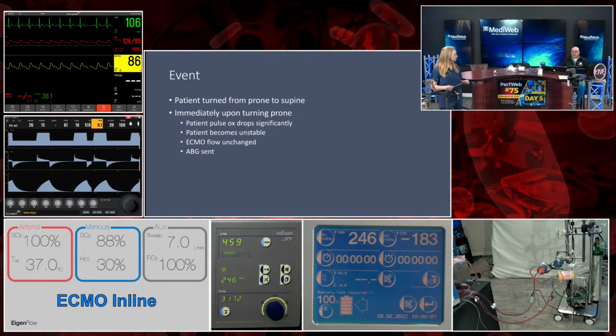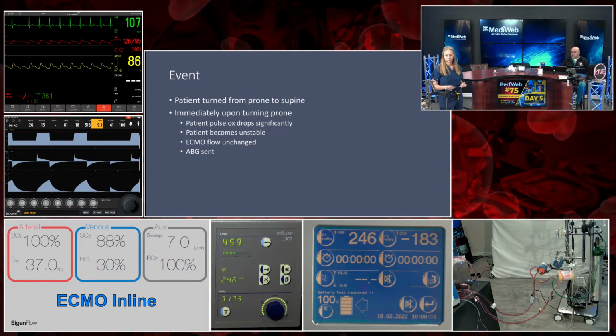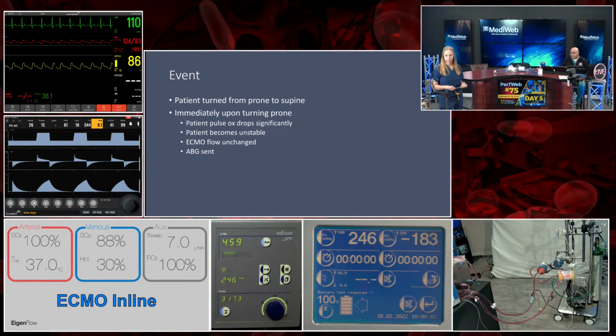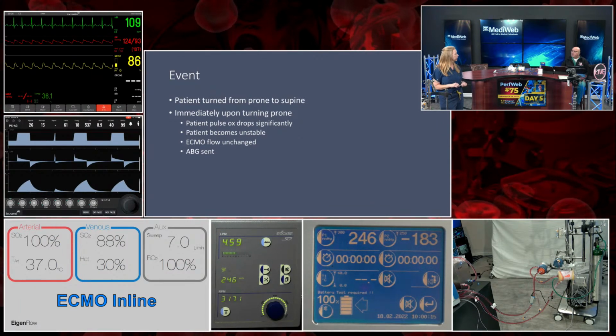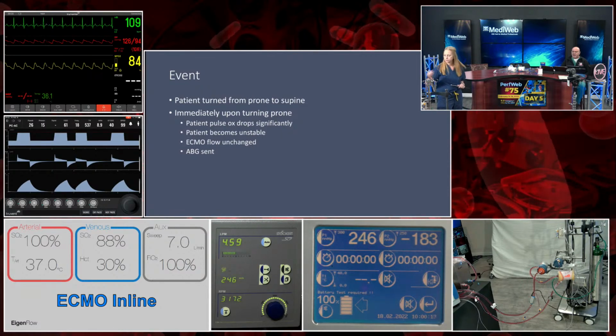Now, our sats are way down. What do we think is going on? Can we go up on the flow? Is that going to help us? Well, I went up on the flow, and it did not change anything. What about going up a little more? Let's go to 5 liters.